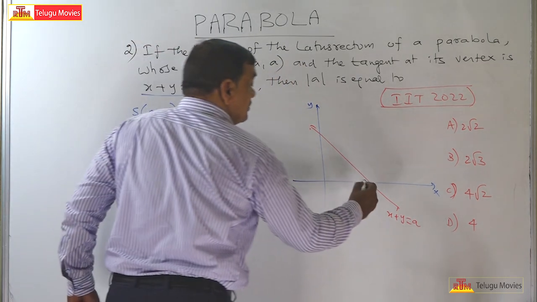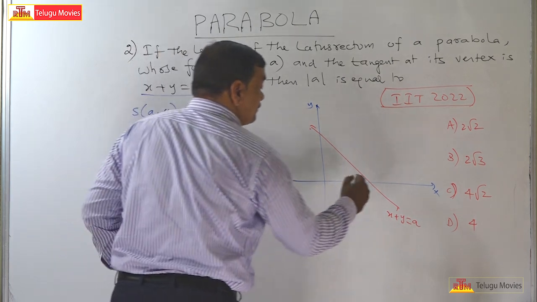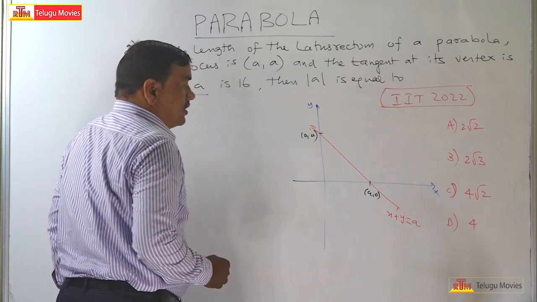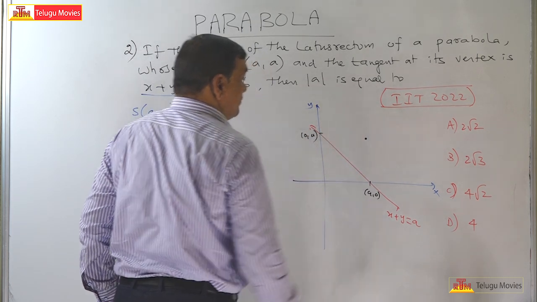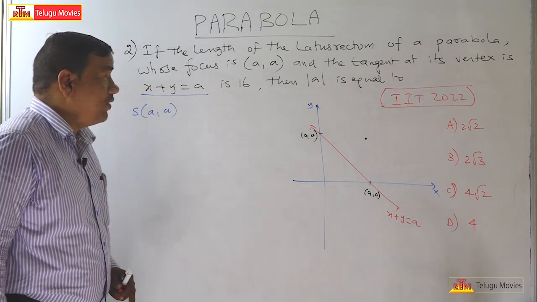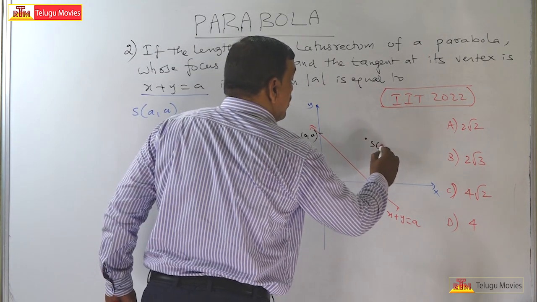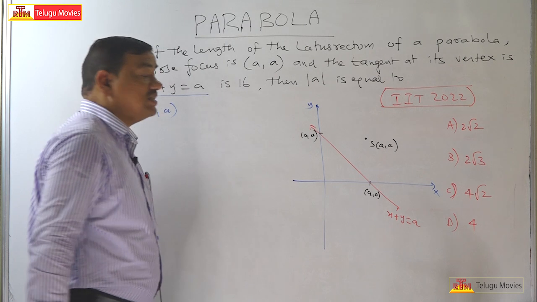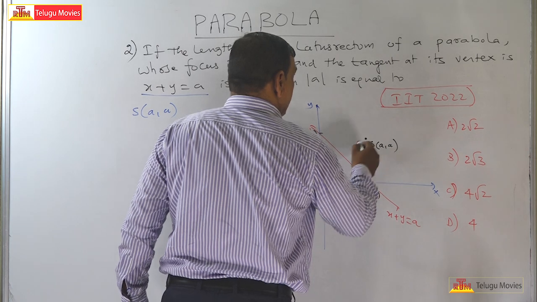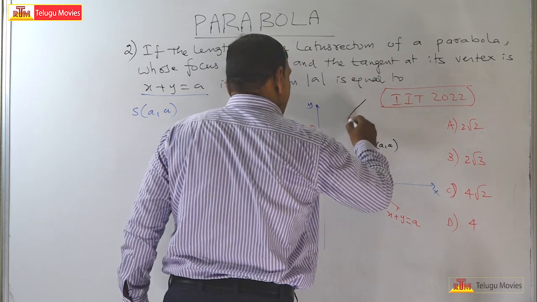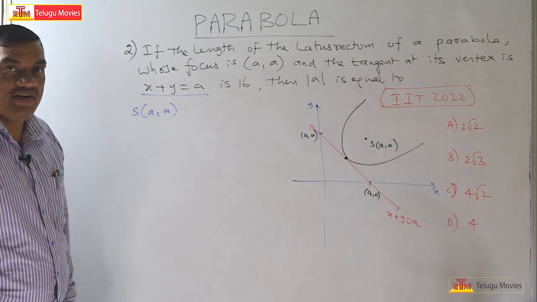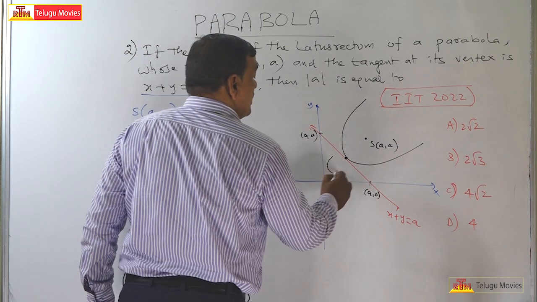That means this point is a comma 0, and this is 0 comma a. So your a comma a will be here. He is saying that a comma a is the focus, and this line x plus y is equal to a is the tangent at the vertex. Therefore, this will be the vertex here. So this is the tangent at the vertex. Obviously, this point will be the midpoint.